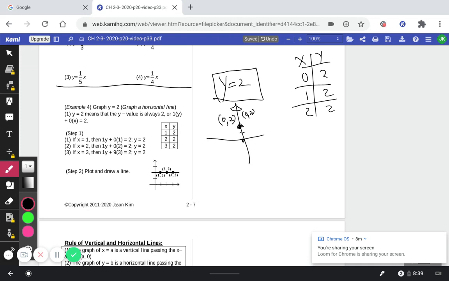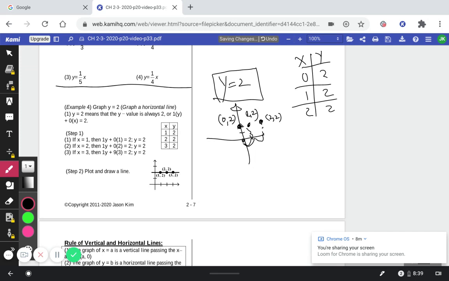Here. And where is (1, 2)? (1, 2) is when x equals 1, y is 2. So (1, 2). And where is (2, 2)? X equals 2, and y is also 2. So this is (2, 2).